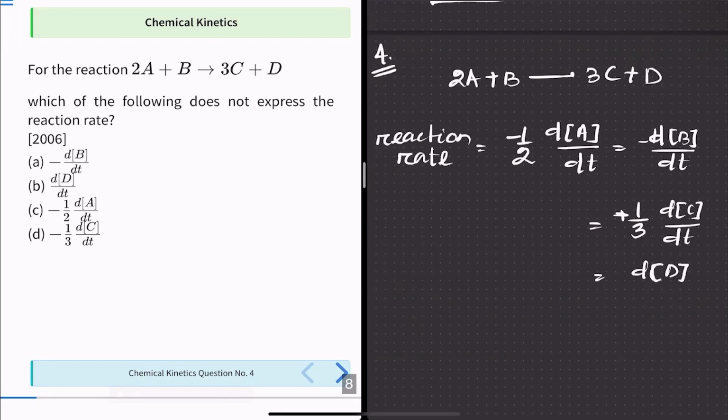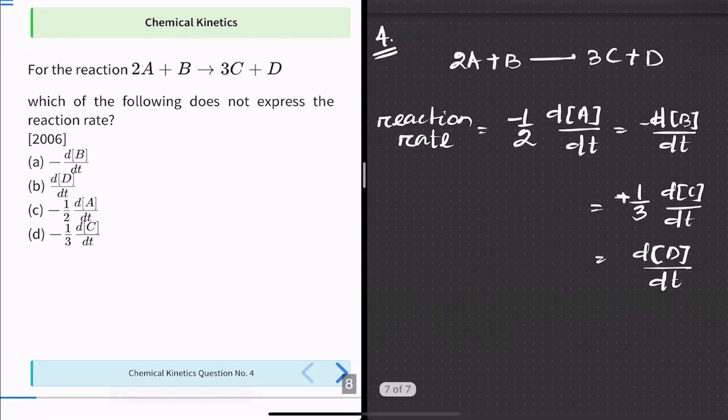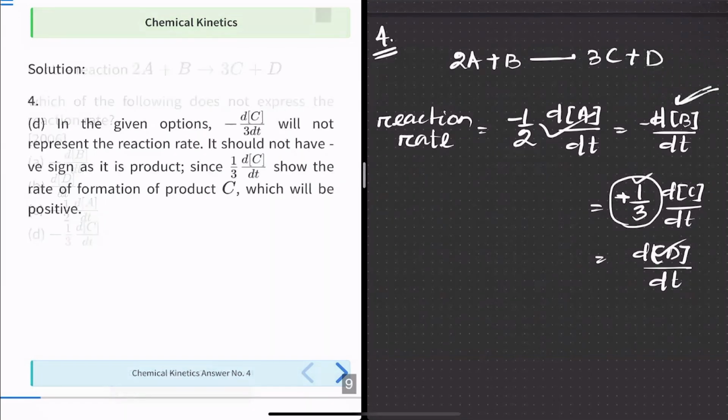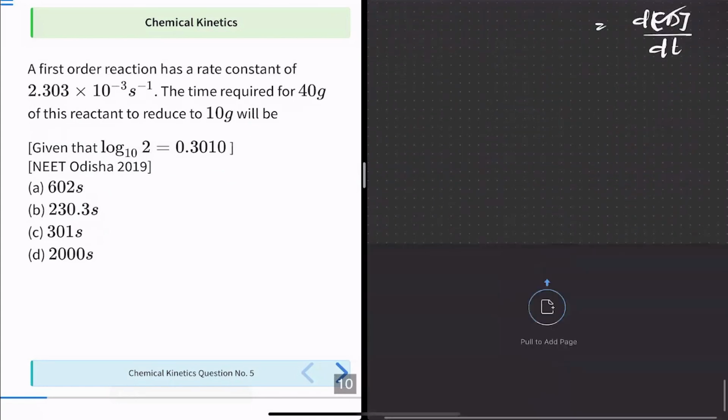So in the options, minus dB by dt is there. dD by dt is also correct. Minus half dA by dt is also correct. Minus 1 by 3 dC by dt, but it would be plus 1 by 3 because it is on the product side. So option D is incorrect because it has a negative sign instead of a positive sign. Let's move on to question number 5.